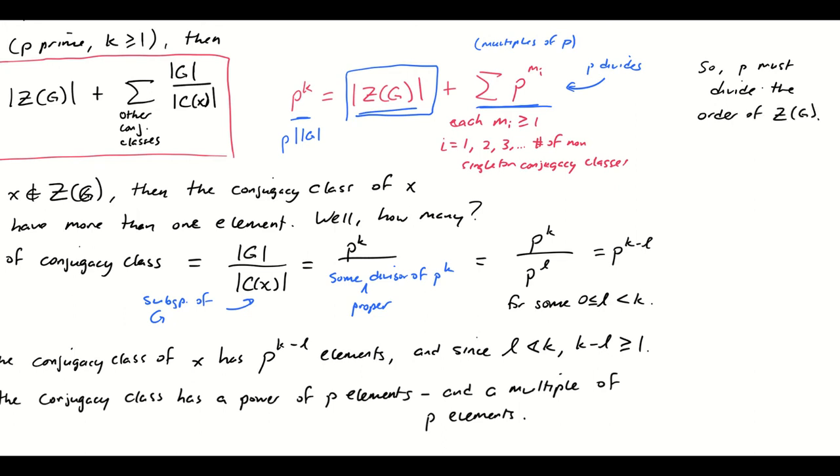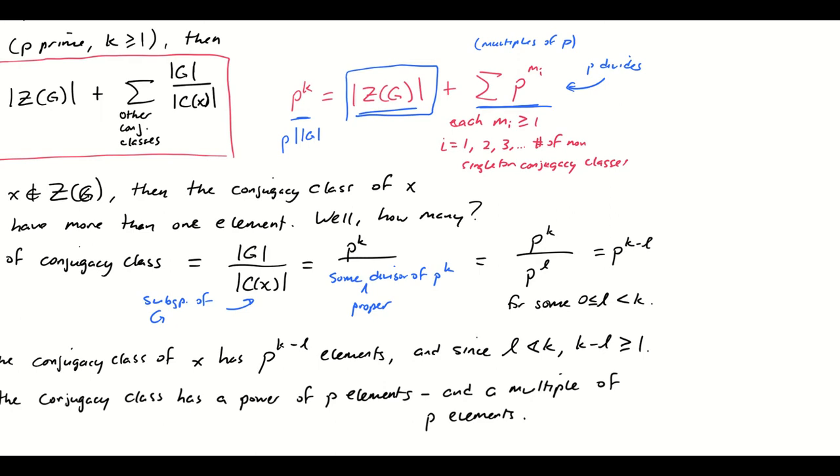And if P divides it, well, we know the center of G has to contain at least the identity. So that order has to be at least 1, can't be 0. So P divides that. That means that the center must have some number of elements that is a multiple of P. Has to have more than just the identity. So this can't be just the identity. So I think that proves our lemma here.